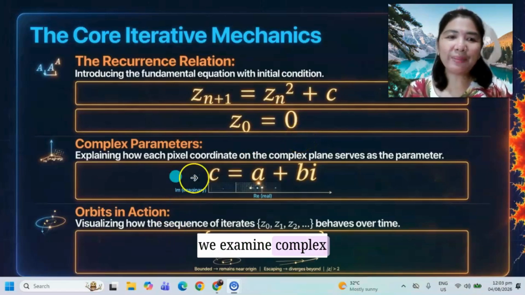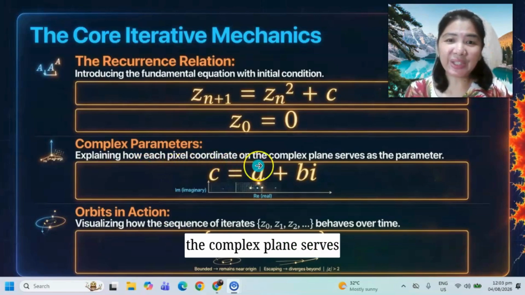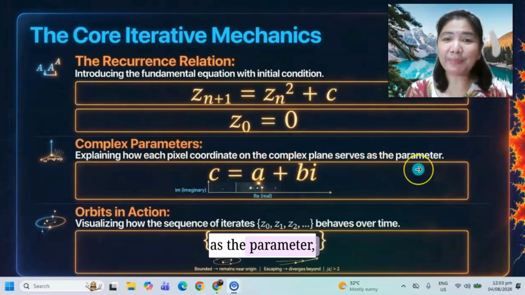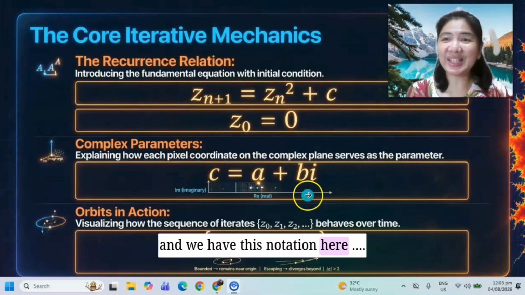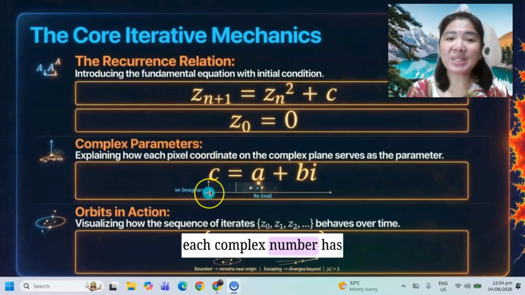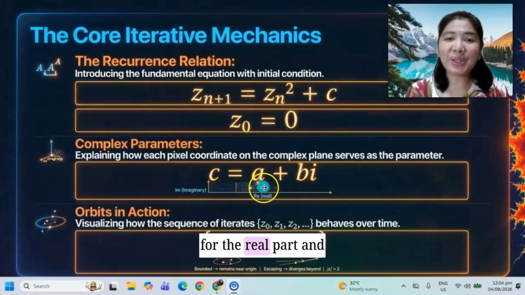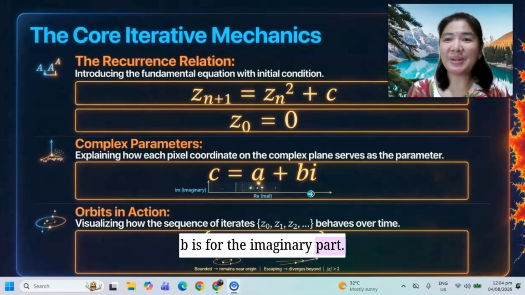And next we examine complex parameters, where each pixel coordinate on the complex plane serves as a parameter, and we have this notation here, where c stands for complex number, and each complex number has 2 components. a is for the real part, and b is for the imaginary part.